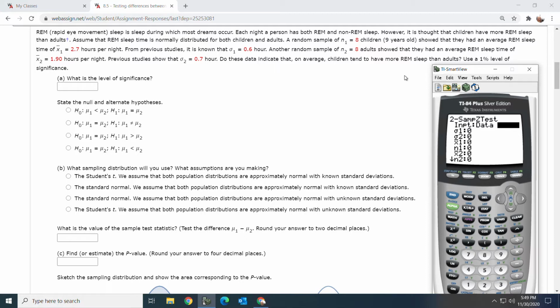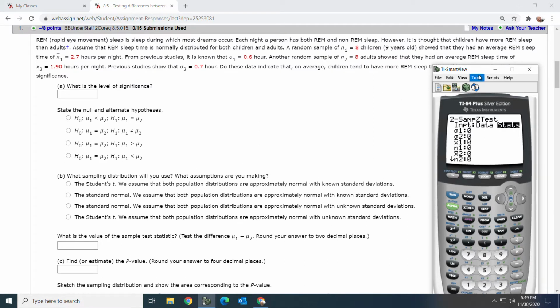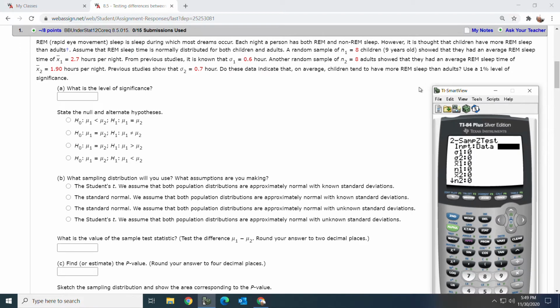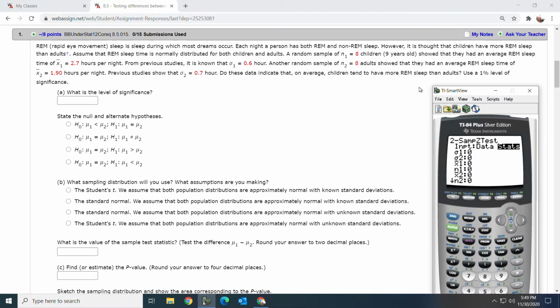A random sample of 8 children showed that they had an average REM sleep time of 2.7 hours per night. From previous studies, it is known that the population standard deviation is 6/10 of an hour. Another random sample of 8 adults showed that they had an average sleep time of 1.90 hours per night. Previous studies show that the population standard deviation for adults is 7/10 of an hour. Do these data indicate that on average, children tend to have more REM sleep than adults? Use a 1% level of significance.